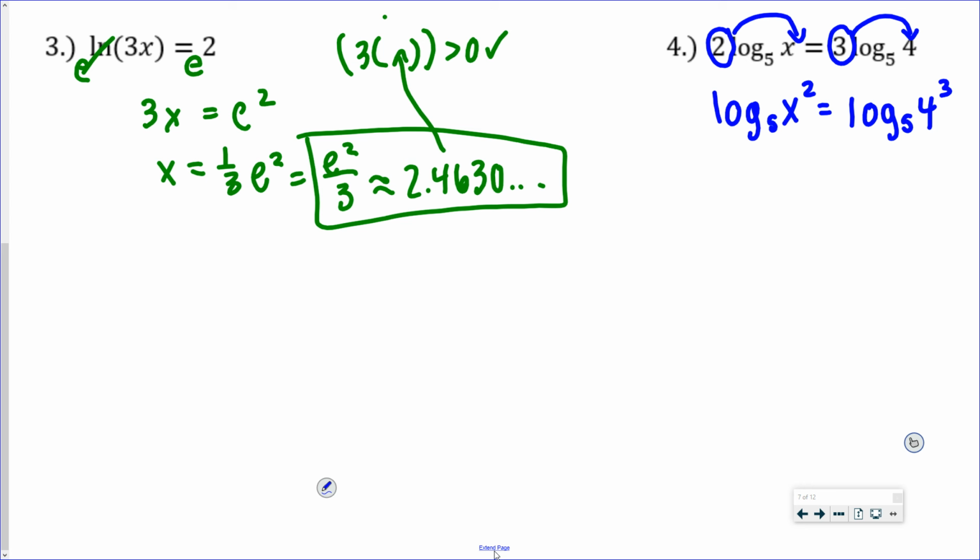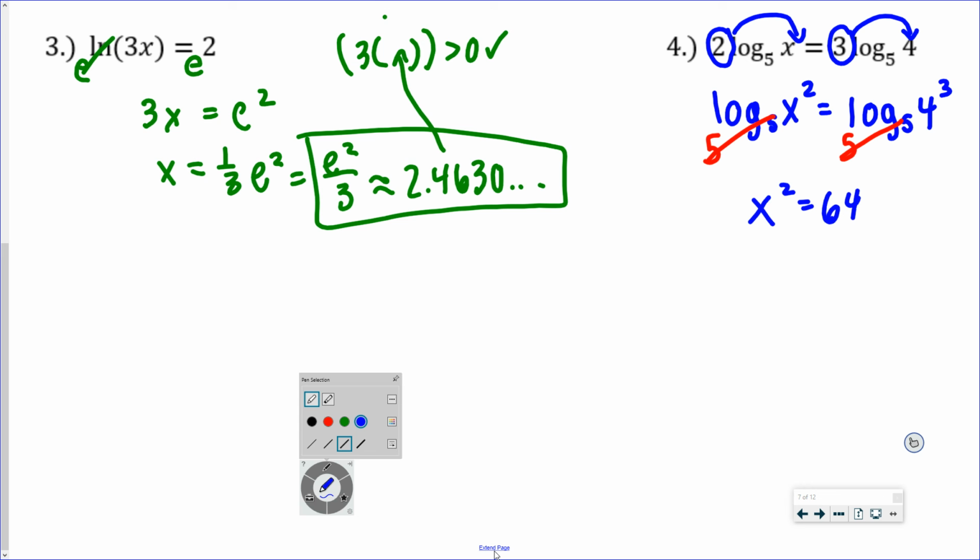Now we can exponentiate both sides using what is my base? 5. 5. Good, yep. Boom. Square root 64. Boom, boom. Oh, snap. x equals 8. Well, technically we need plus or minus. Yes, plus or minus 8.